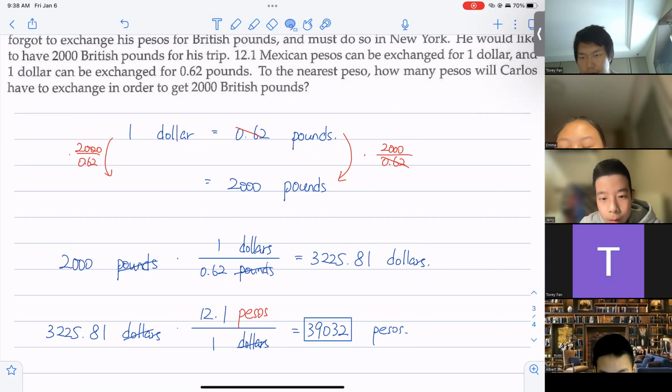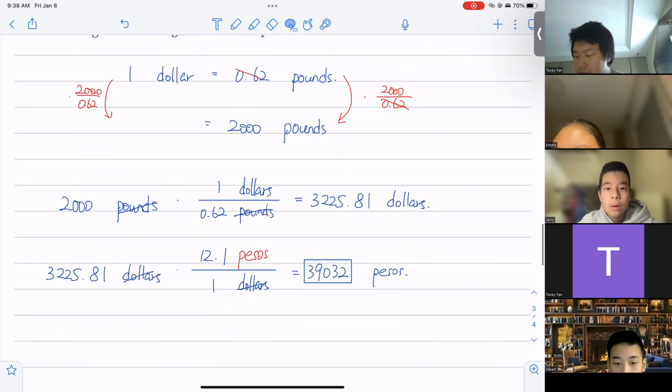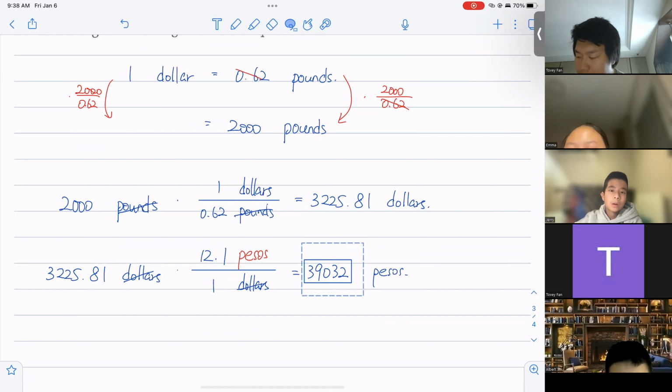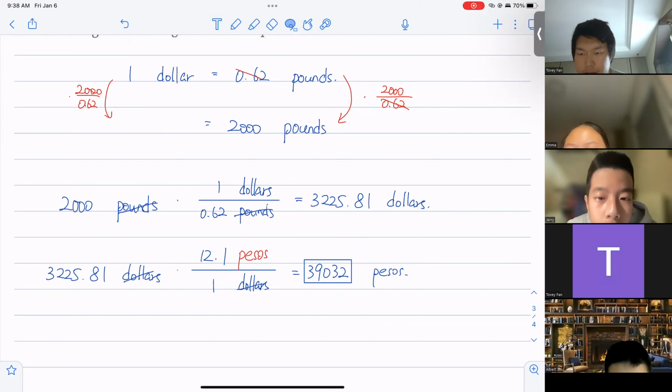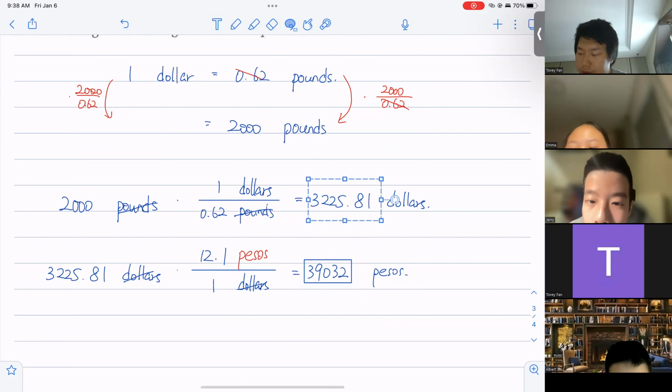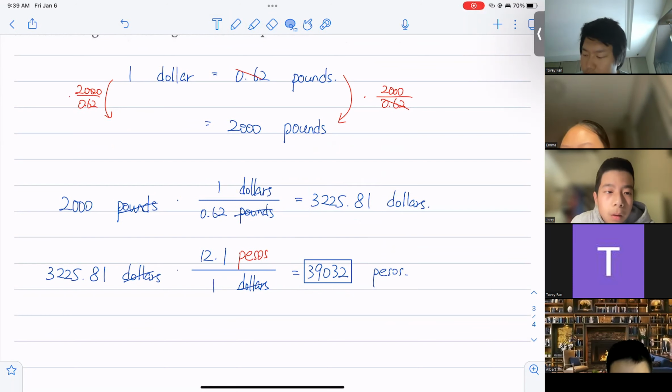All these conversion factors. So Emma and Albert, both of your answers are 39035, but actually it should be 39032. The reason why your answers are a little bit off from the correct answer is that you rounded it up, right? In your calculator, when you do 2000 divided by 0.62, for the answer you can round it up, but in your calculator it can store this value, right?